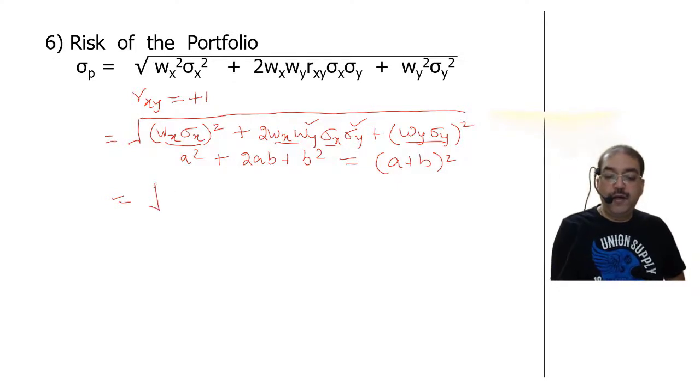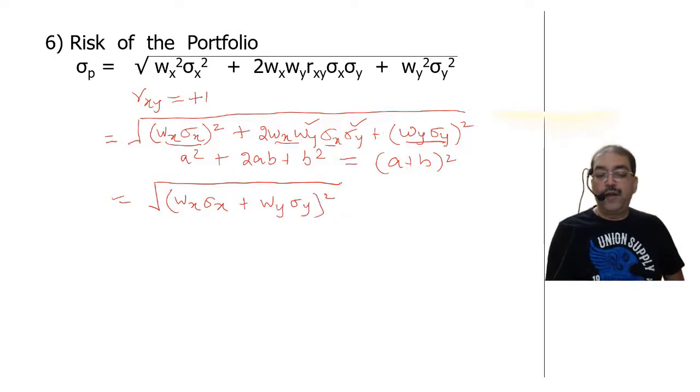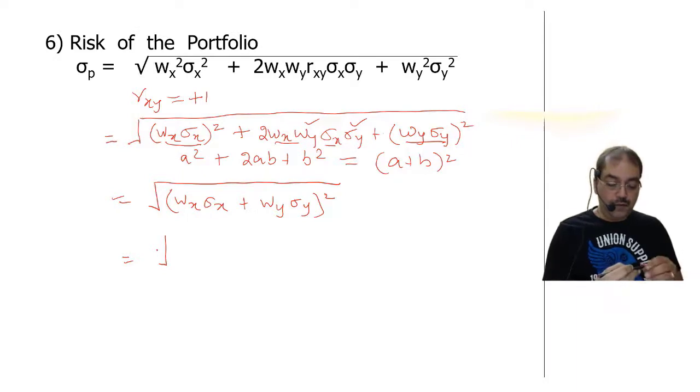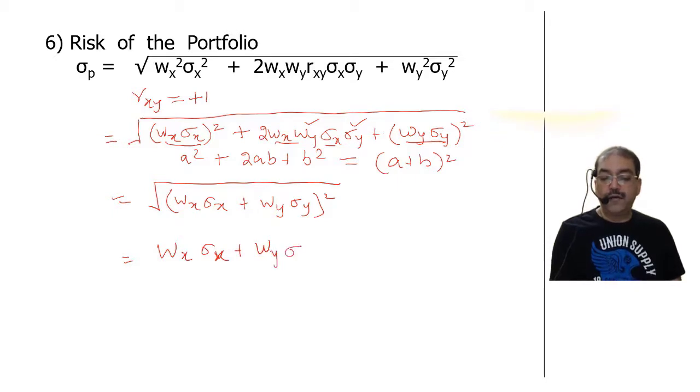So what will it be? It will be root of, what is A? Weight of x, sigma of x. What is B? Weight of y, sigma of y. The whole square. Square and square root will cancel. So in that case, what will I get? I will get simply weight of x, sigma x, plus weight of y, sigma y.